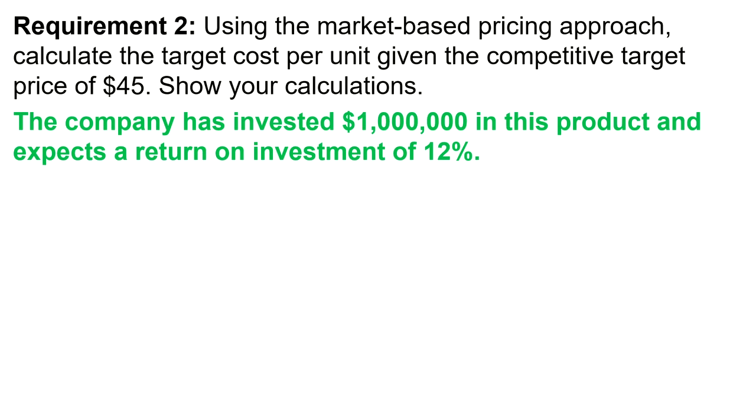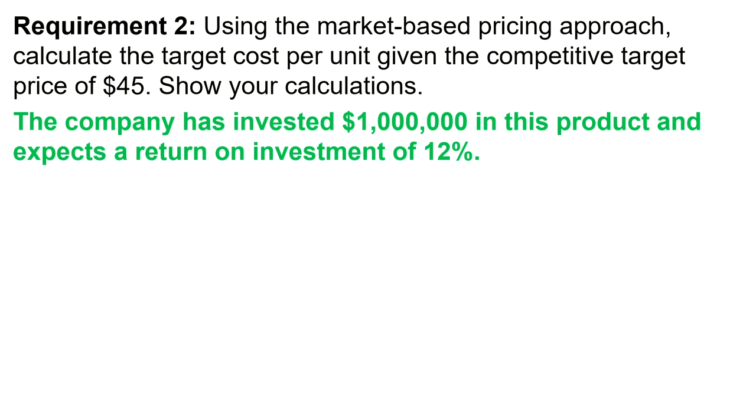And we need to show our calculations. Now, the relevant element in this is that in addition to our costs, we also have that target return. Okay? We were told the company's invested $1 million in this product and expects a return on investment of 12%. So that $45 selling price needs to cover the costs and it needs to provide for this return.